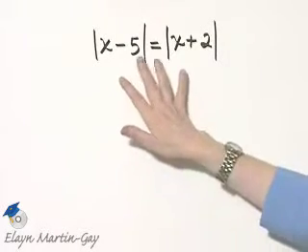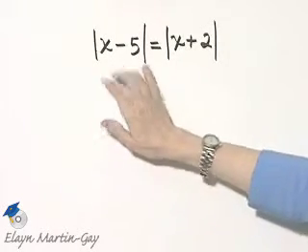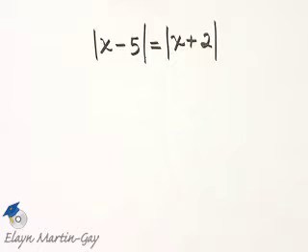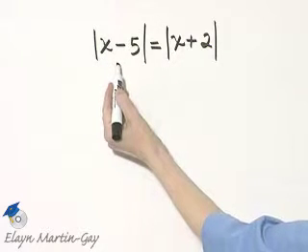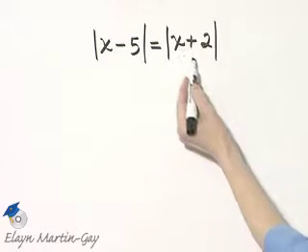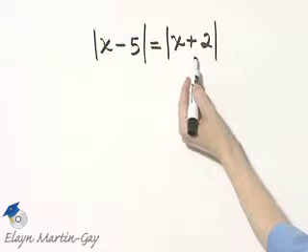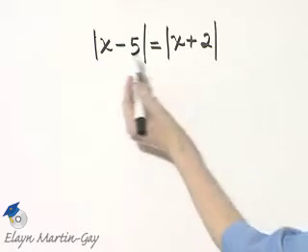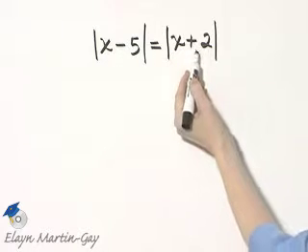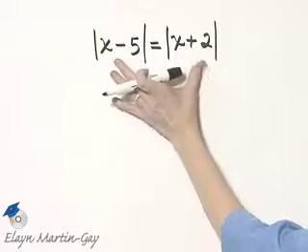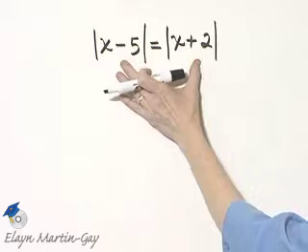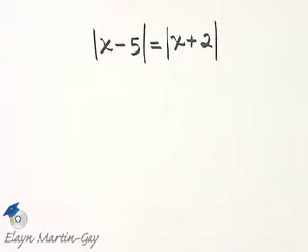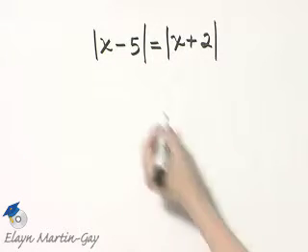Notice we have an absolute value equation. We've got an absolute value equal to an absolute value. Now the only way this is going to happen is if x minus 5 inside the absolute value bars on the left side is equal to x plus 2 inside the absolute values on the right side, or if those two expressions are opposites of each other. Because if they're equal, of course their absolute values are equal. If they are opposites of each other, their absolute values will still be equal. So that's how we solve this.